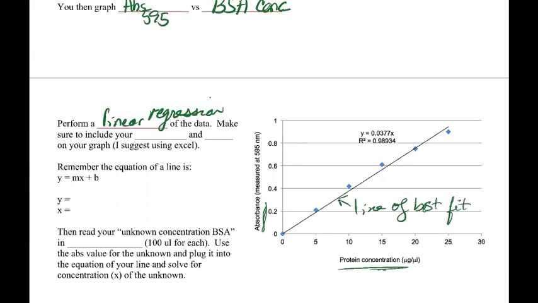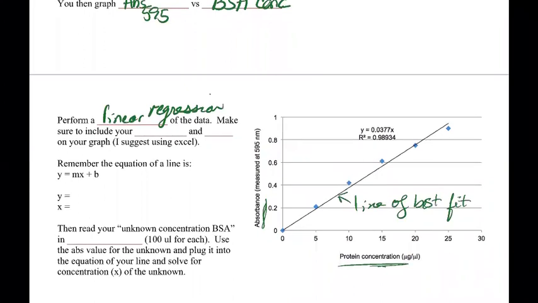And so you're going to get 2 things from that. You're going to get your equation of your line, and it'll probably have mx plus some number, 0.00123, something, but it's in that format of y is equal to mx plus b. And so you want to really make sure that you include your equation and your R squared value.